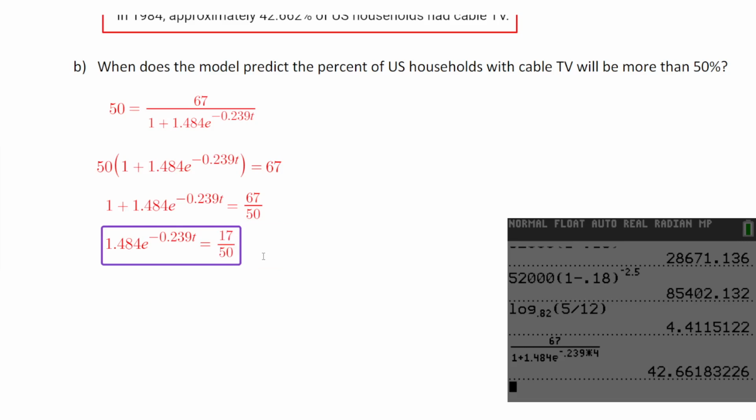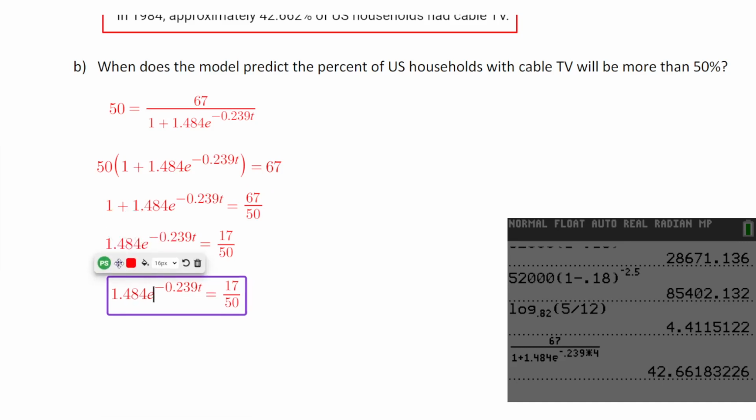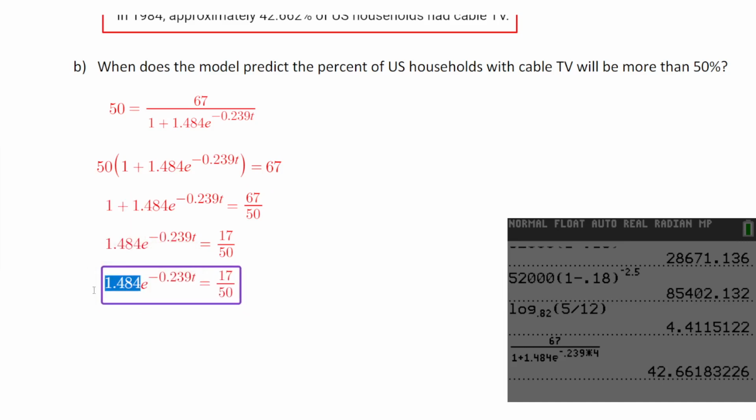All right, so now we're going to divide both sides by 1.484. This is where this number is going to get kind of out of hand, but that's okay. I'm going to try my best to save the rounding until the very end so I can have the most accurate answer possible. So I'm going to divide both sides by 1.484.